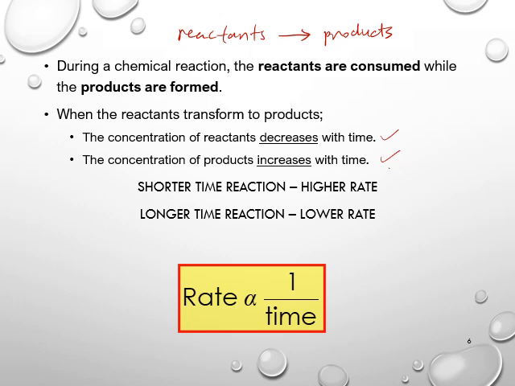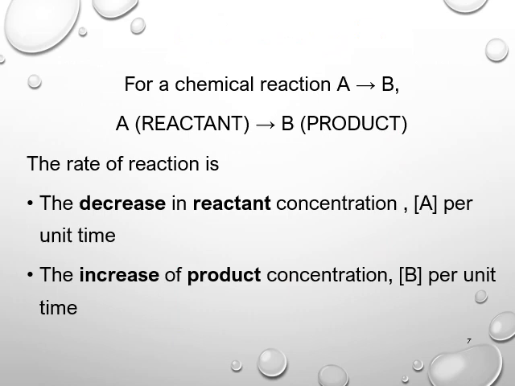A shorter time reaction means higher rate of reaction, while longer time reaction means lower rate of reaction. This relationship shows us that the rate of reaction is inversely proportional to time. For a simple chemical reaction A to form B, in which A molecules are converted to B molecules, the rate of reaction is the decrease in reactant concentration A per unit time and the increase of product concentration B per unit time.